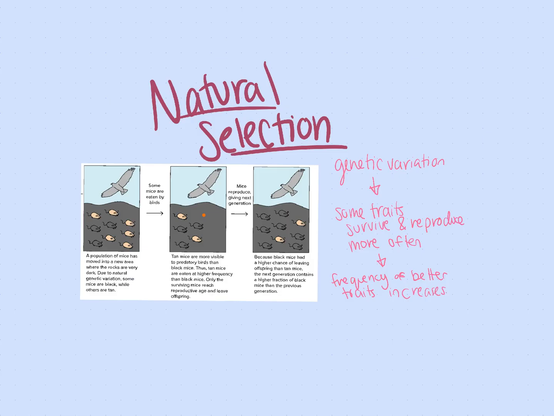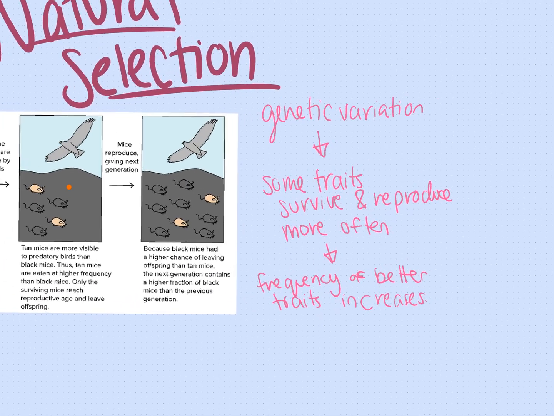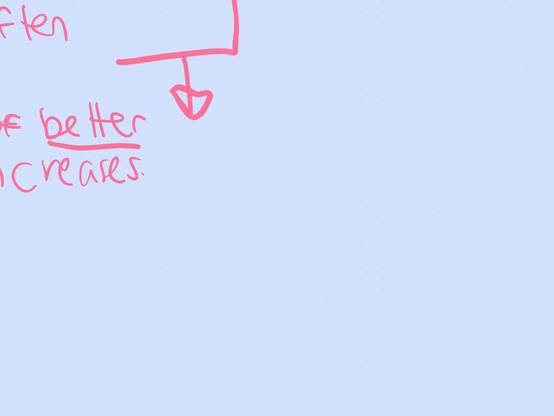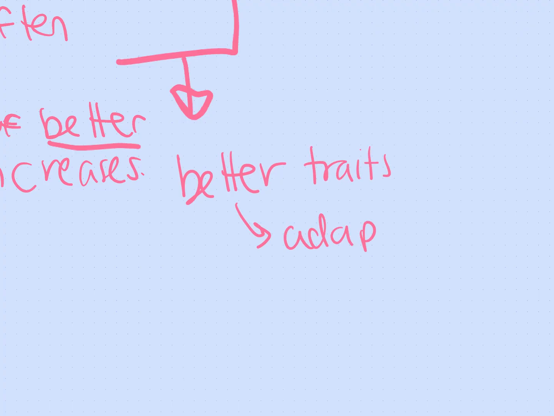All right, next up is natural selection. You guys know this one means that we start out with a lot of genetic variation, many different types of traits, and then some traits are better than others for the environment. So the individuals with those traits are surviving and reproducing more often, which causes the frequency of those better traits to increase. Another word for better traits or helpful traits is adaptation. So individuals who have the better traits have the adaptation.